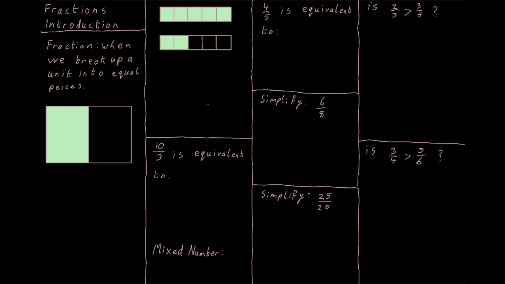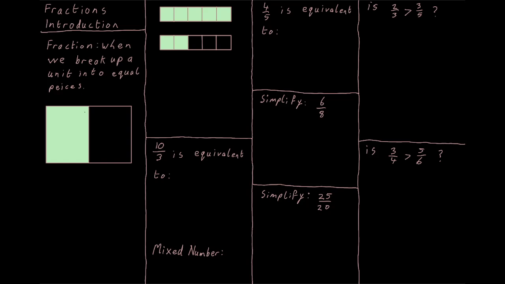Hello. Now we are going to look at an introduction to fractions. We're going to look at the different ways that we can write fractions, where they come from, and how to do equivalent fractions or how to compare fractions. To begin with, a fraction is where we break up some unit, some whole object, into equal pieces.